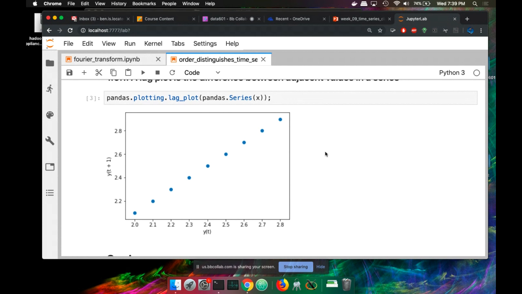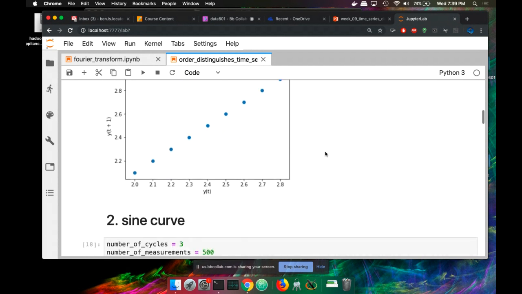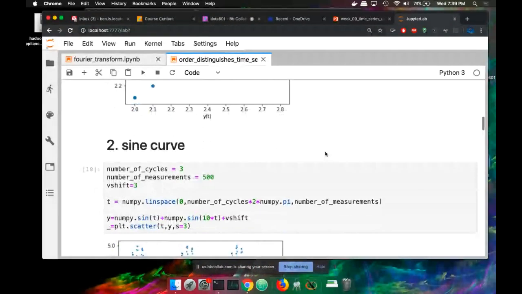All right, so that's the straightforward concept. And there's a lag_plot in pandas, so it's really easy to just throw your column of data in. It's just taking a column of the values and looking at the difference between all the adjacent entries in the column. That's all it's doing. So why would that reveal anything useful?